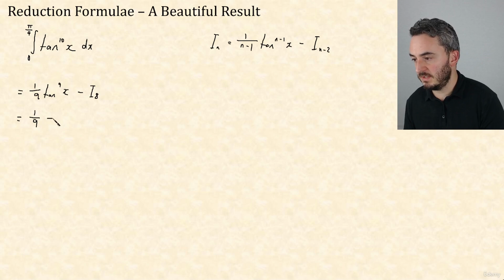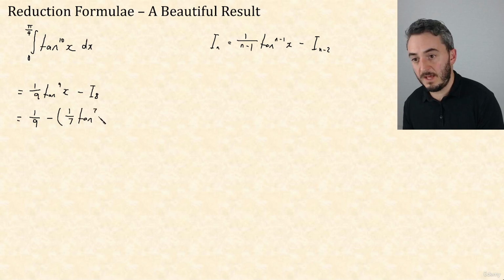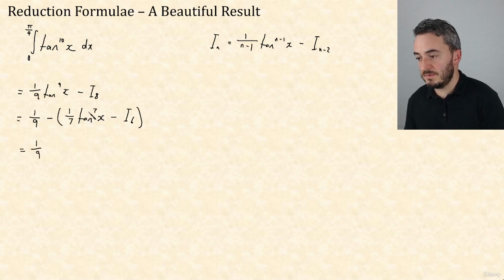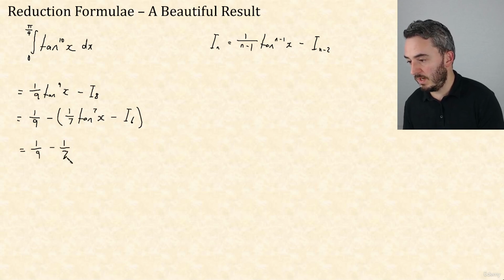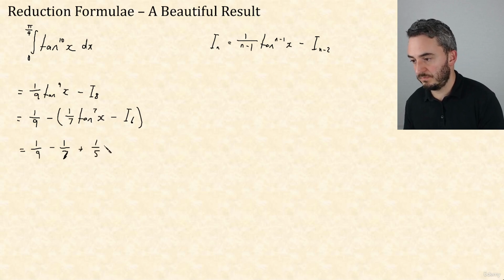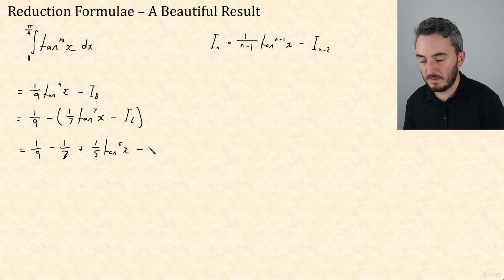Now, what is I_8? Well, I_8, according to our reduction formula, is 1/7 tan to the 7x minus I_6. Same as before, if I'm subbing in pi over 4 into this, tan of pi over 4 is 1, so that's a 7th, and then minus 0. So it just gives me 1/7, then plus I_6. What is I_6? Well, it's 1/5 tan to the 5x minus I_4.